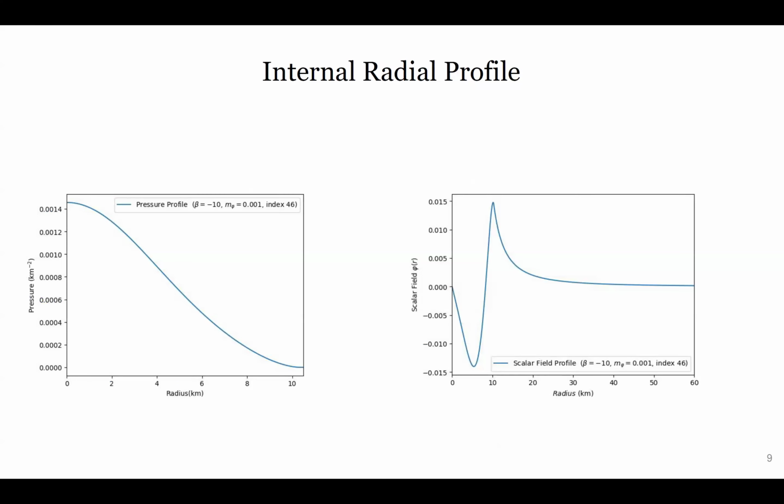And this is the internal radial profile. If we look at the graph on the right, we can see that initially, when the instability condition is not met, the graph is oscillating. Then when the instability condition is met, it decays to zero, something that happens exponentially when the condition is met.